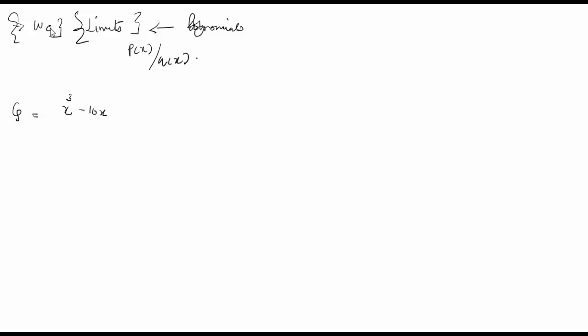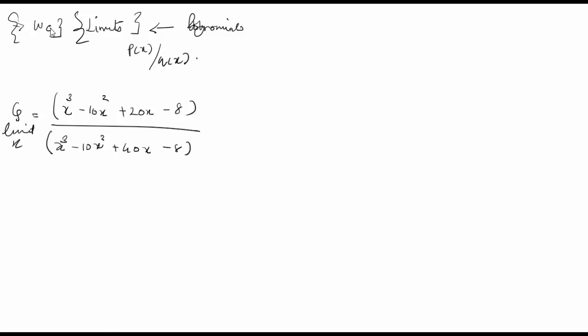The question is: the limit as x tends to 2 of (x cube minus 10x square plus 20x minus 8) divided by (x cube minus 10x square plus 40x minus 8). This is p(x), and this is q(x).